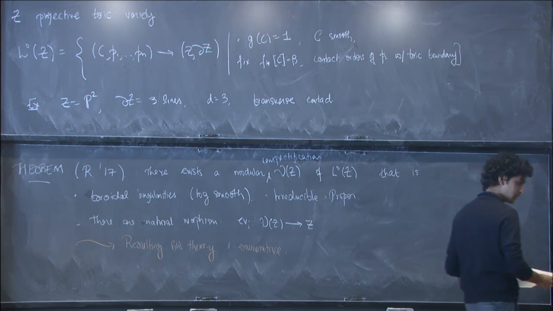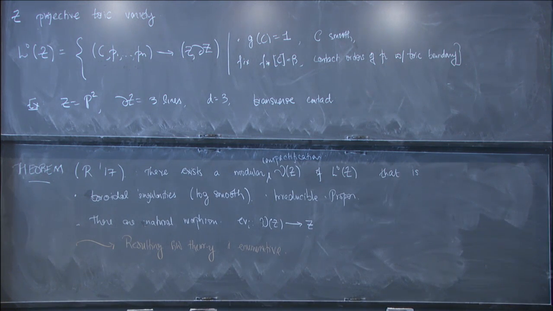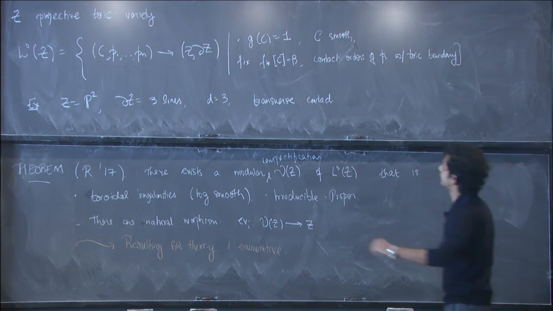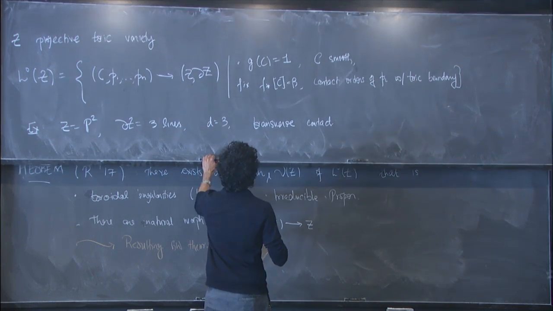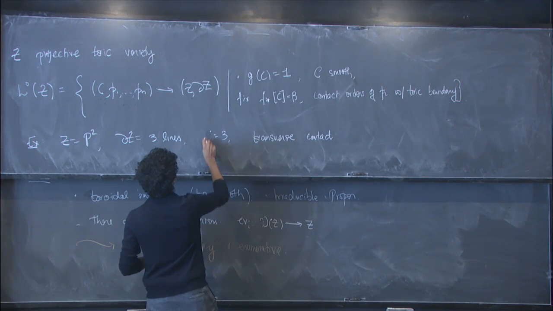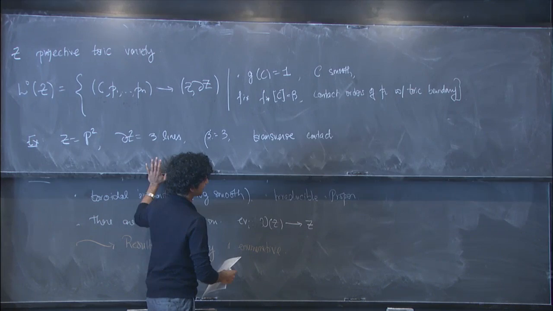Do you mean n, the number of points? No, I don't mean the number of points. I mean the degree, so beta. Thank you. 3 times the class of a line.